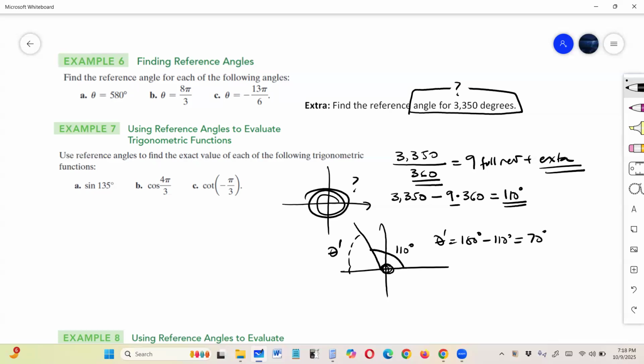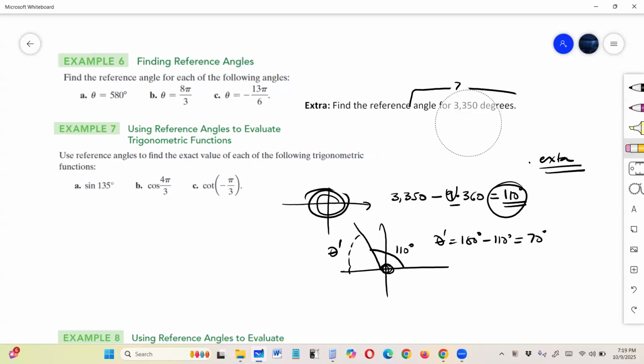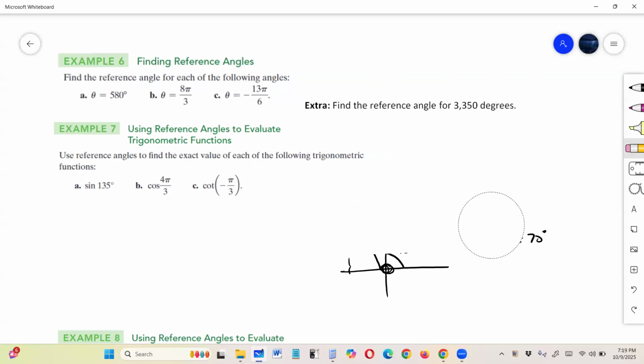Okay, so you can do this for every angle that is, for example, gigantic like this. You find the number of full revolutions, and then you find the leftover that did not complete a full revolution. And then wherever the quadrant is, first, second, third, or fourth, you find the reference angle. So these are the basic questions on reference angles. Now, what we really want to do is these questions here.